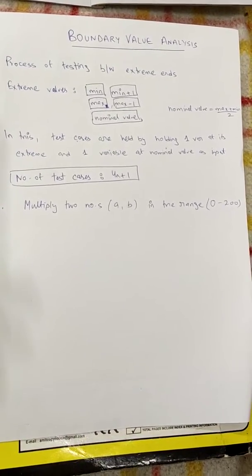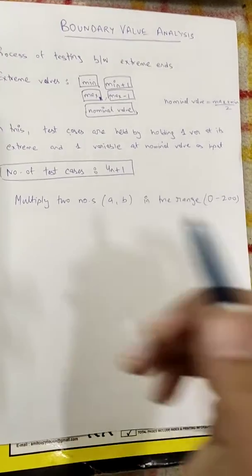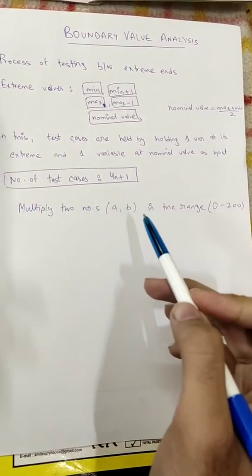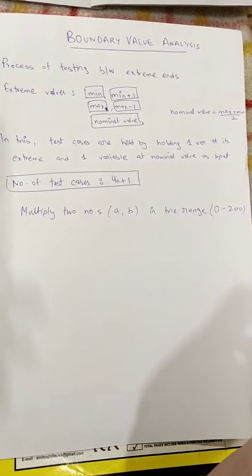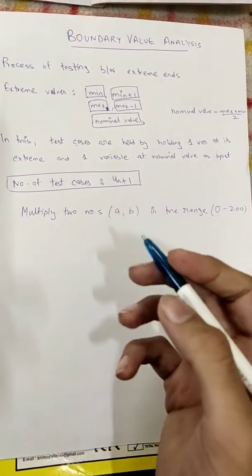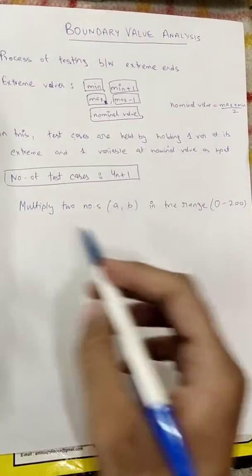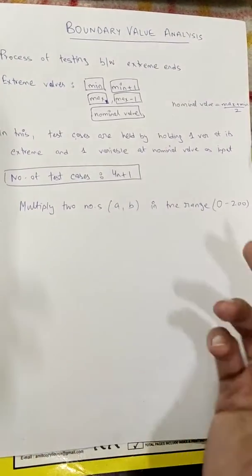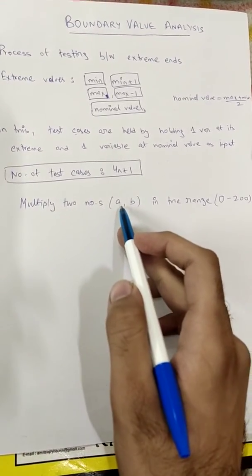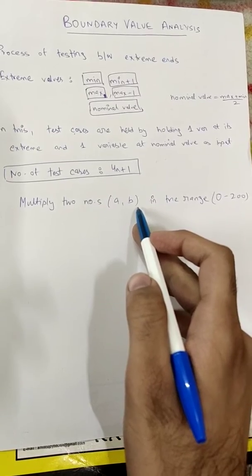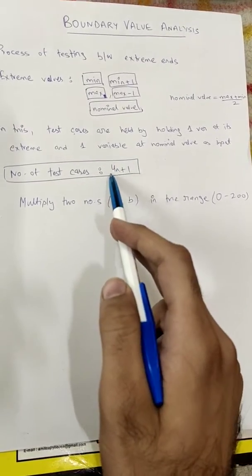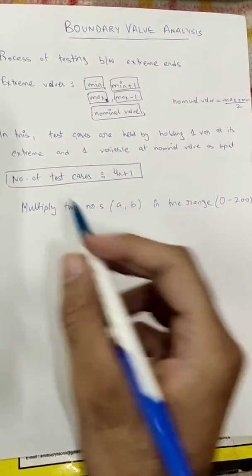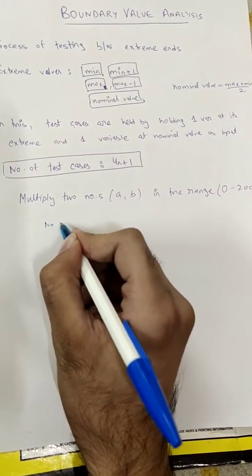So let's see a question and understand it better. Suppose we have a question: multiply two numbers a and b in the range 0 to 200. Now we have to generate test cases for this program. So we can see that we have number of inputs as 2. So number of test cases generated will be 4n plus 1, which is 4 into 2 plus 1. So number of test cases would be 9.